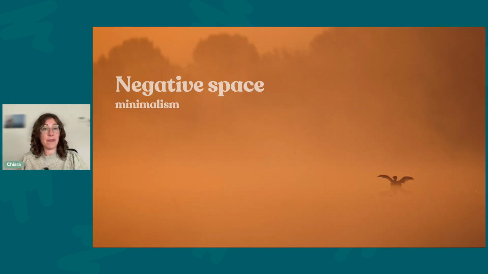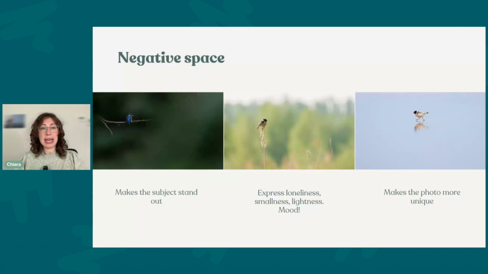Negative space is a very powerful composition tool that, however, is quite underrated in wildlife photography. On one side, negative space is associated with a more minimalistic approach to photography. So it's much more about really simplifying the scene as much as possible. And negative space also has very strong positive effects and impacts on your photos. First of all, it can really help to make your subject stand out. Then it can also help to convey very specific messages and moods. It can be loneliness, it can be smallness, it can be lightness. That also depends on the type of photo.